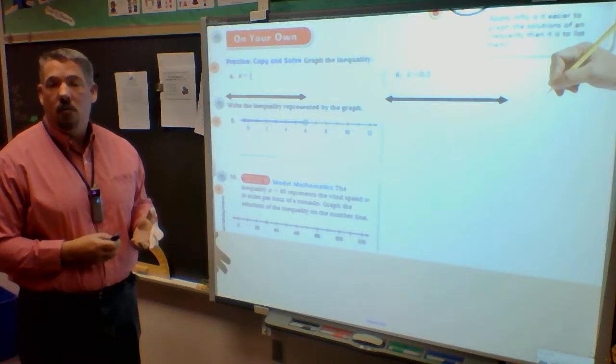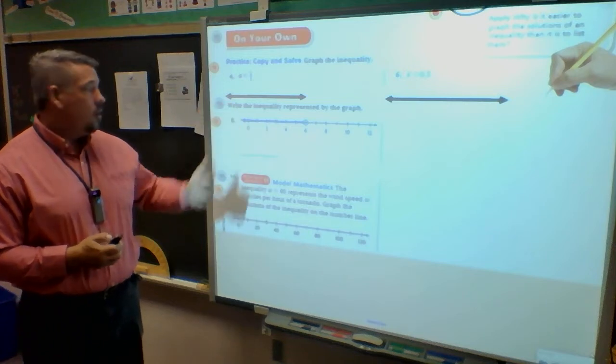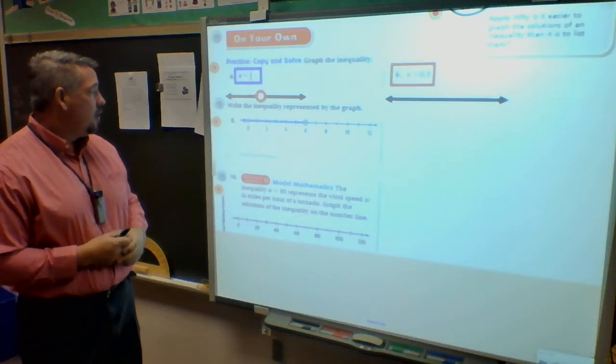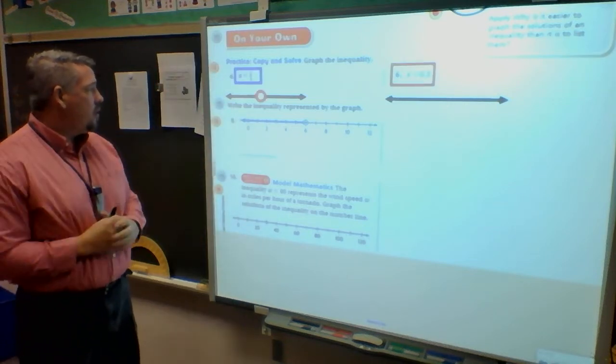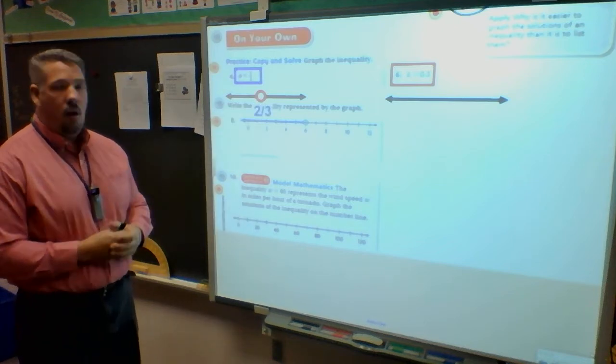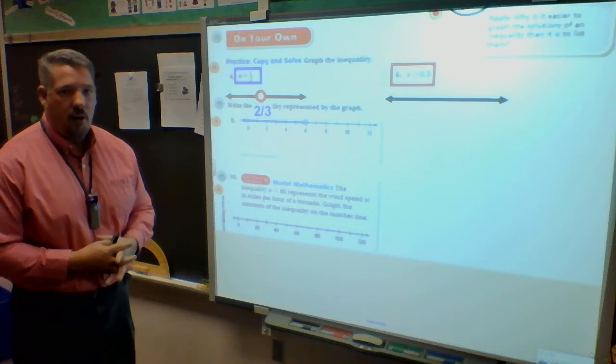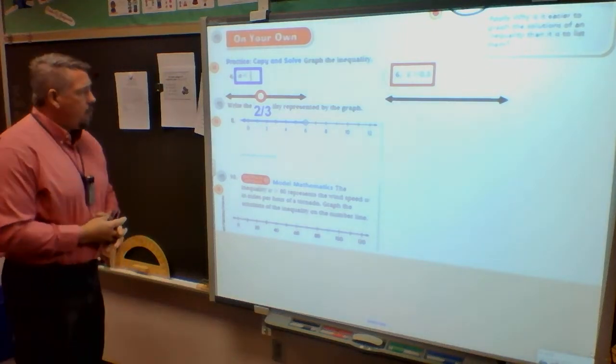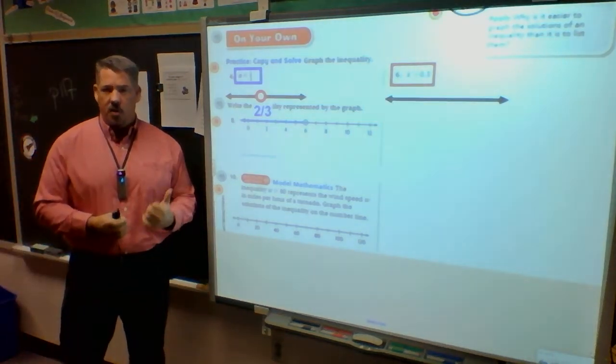Well, where am I going to put it? I can put it anywhere I want to. I like putting mine just in the center. So I put it in the center, and I'm good to go. I'm going to label it 2/3. All right? Now, what's my next step? So my next step is determining what side is going to be shaded in.